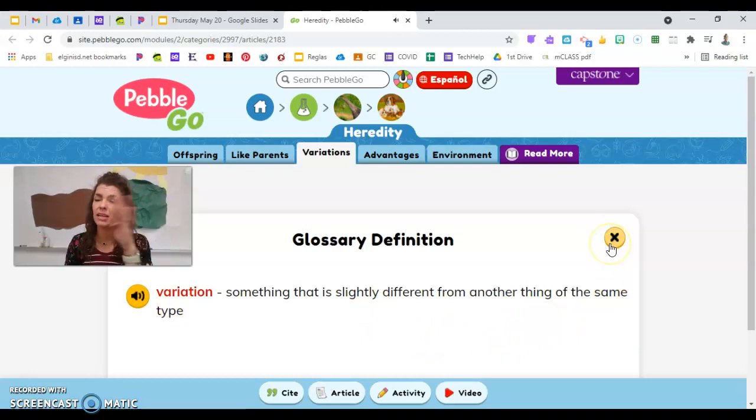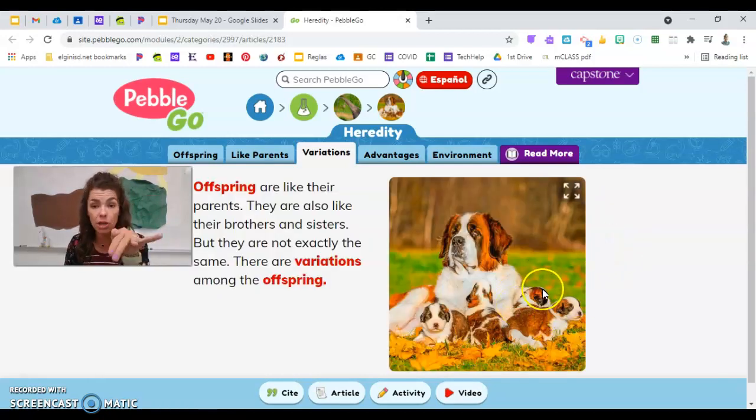So I'm not comparing cats and dogs. Those are not the same type. I'm not comparing cats and birds. We're looking at all the baby dogs or all the baby birds. Even in the brothers and sisters, there can be a little bit of differences or variations. They could have spots in different places. Maybe someone has a longer leg than the others. Think about your brothers and sisters.